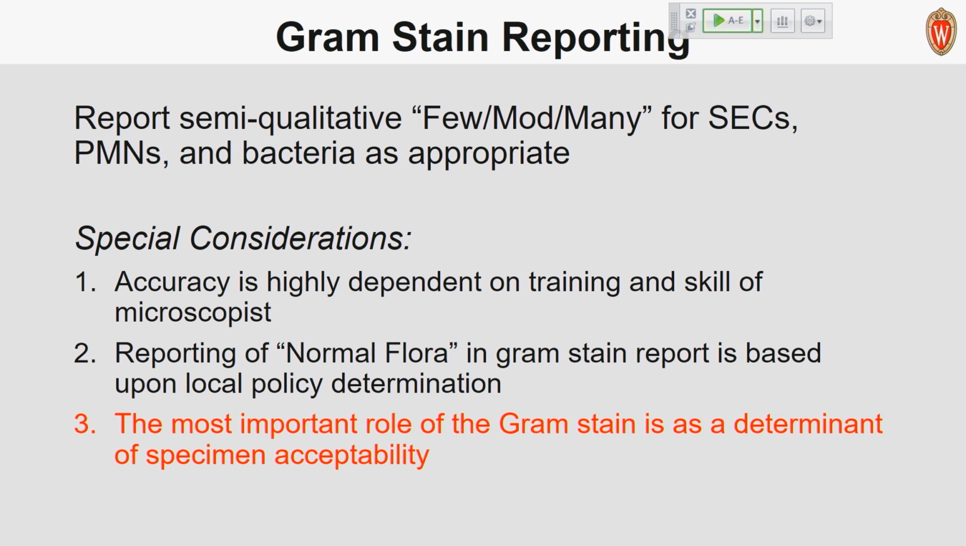And the next step being reporting. Do you use a few, moderate, many, 1 plus, 2 plus, 3 plus, 4 plus? How does that correlate back to the actual quantitative elements that you're reporting, 0 to 1, 2 to 3, 3 to 5, 5 to 10, and so on and so forth. But special considerations here: accuracy is highly dependent on training and skill of the microscopist. So again, looking at PM shift, night shift versus your general microbiology staff.